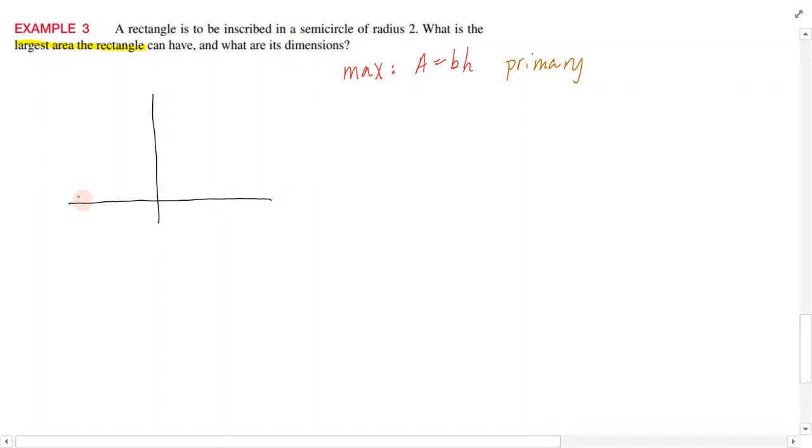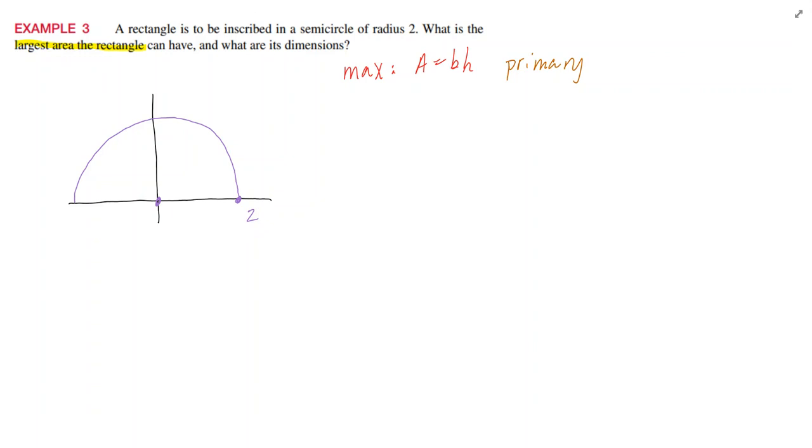So what I'm going to do is I am going to center my semicircle, and that's sort of a semicircle, on the origin, where the center of my semicircle is at the origin. Because I know that from the center of my semicircle out to the edge is considered the radius, which is a distance of 2. So it helps if we'll center something like this at the origin. It makes things much easier.